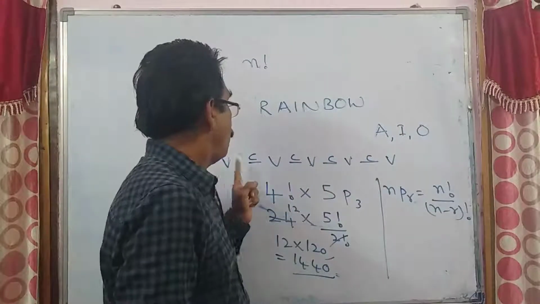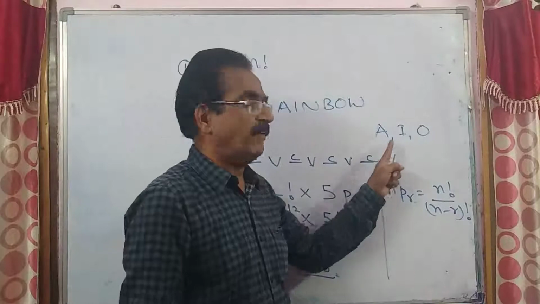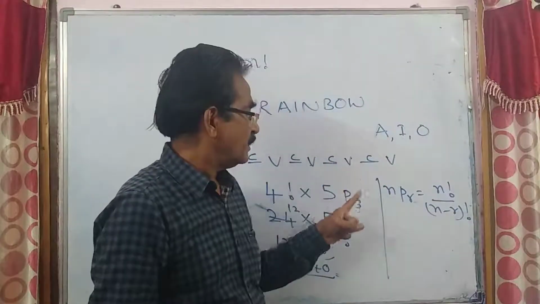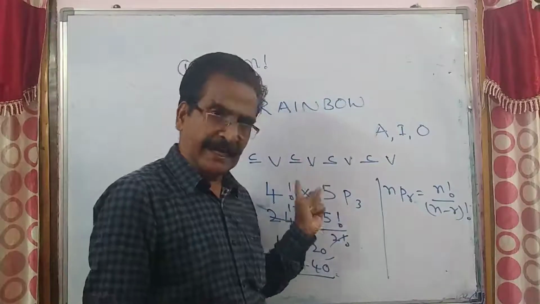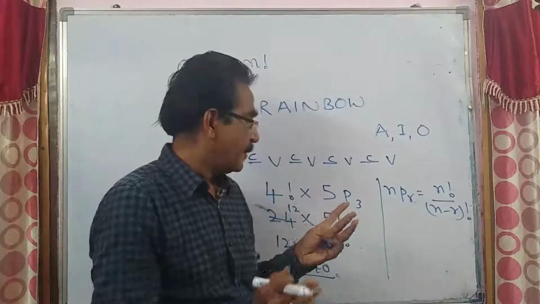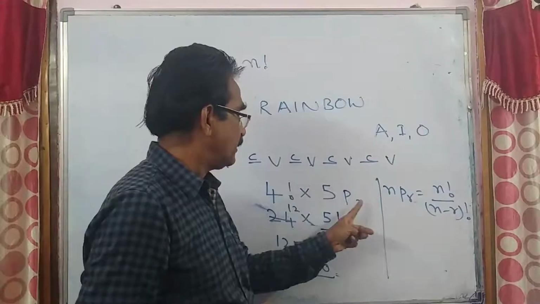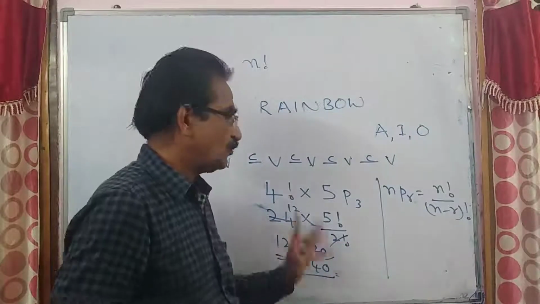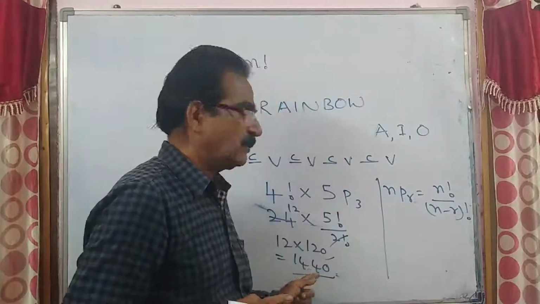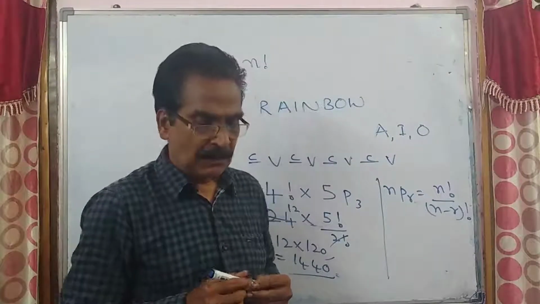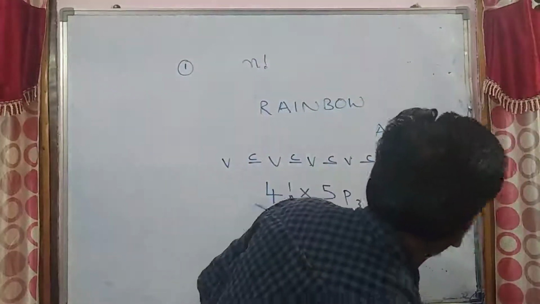Now you have 5 places for 3 vowels. So these 3 vowels can be arranged in the available 5 places in 5p3 ways. 5p3 is equal to 5 factorial by 5 minus 3 factorial. This is equal to 12 into 120, 1440 ways. This is another important problem, so this problem you have to do like this.